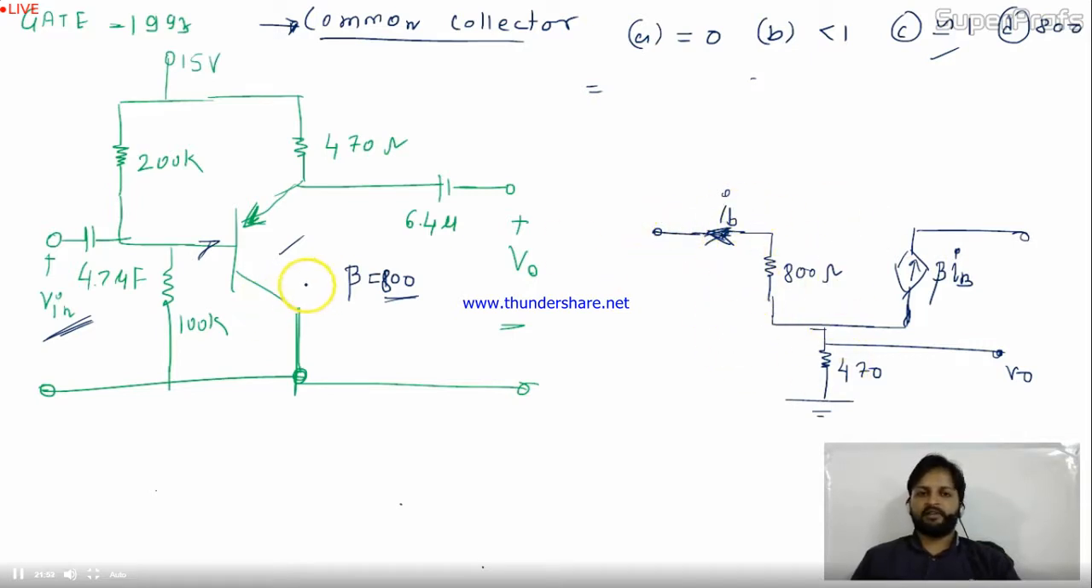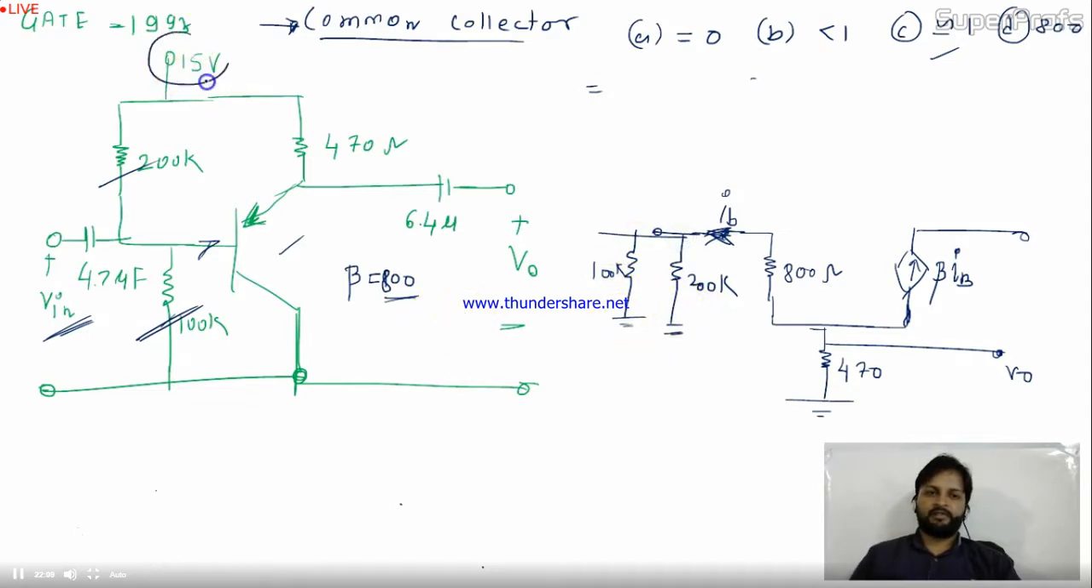This is the equivalent circuit of the transistor, but you have to do the circuit parameters also. This will be 200k in parallel with 100k, like this. And they are grounded because the DC portion is grounded. So 200k between this point and ground, 100k between this point and ground. And over here you have V in. This is your equivalent circuit.